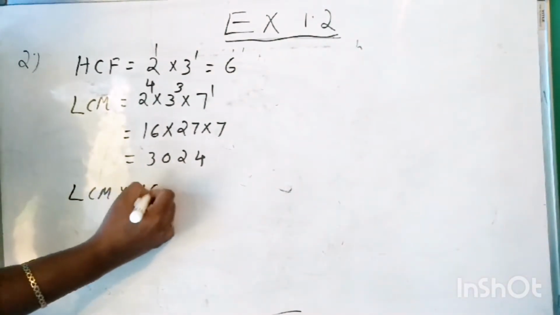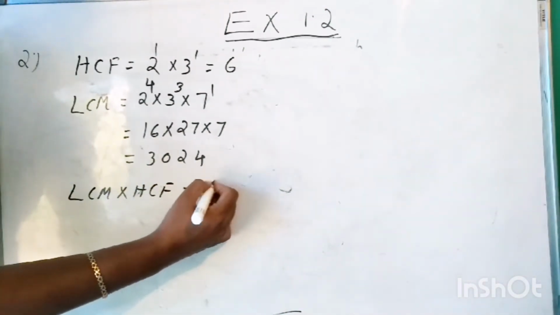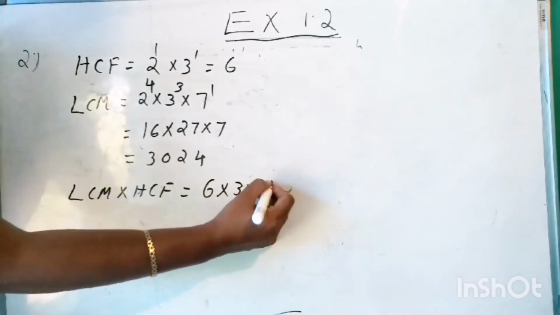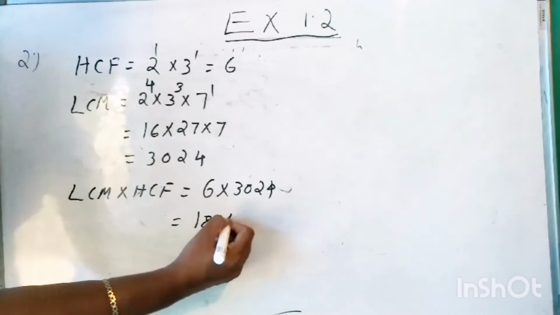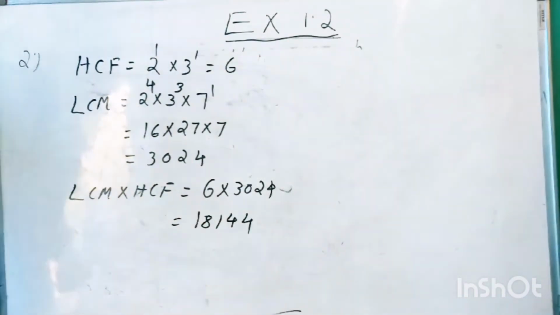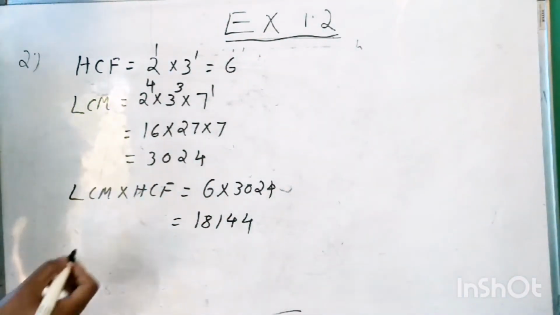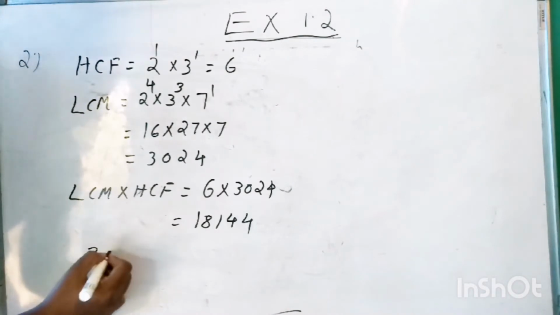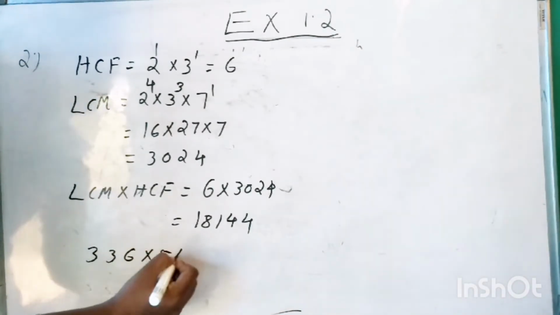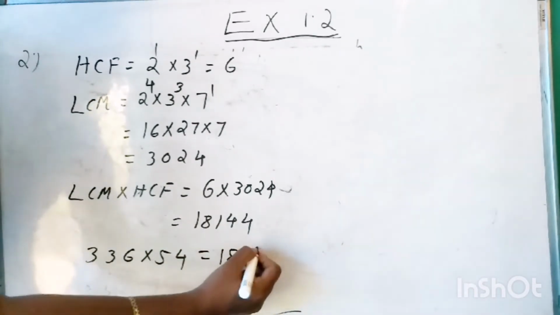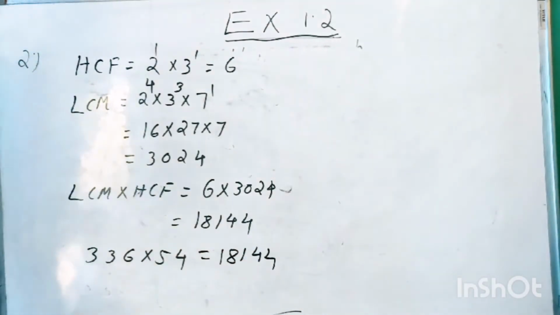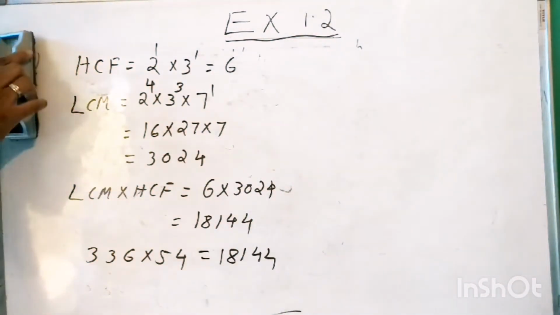Now the LCM into HCF is equal to 6 into 3024, that is equal to 18144. And the numbers, they are 336 and 54. So 336 into 54 is equal to 18144. Hence the result is verified here. Okay.